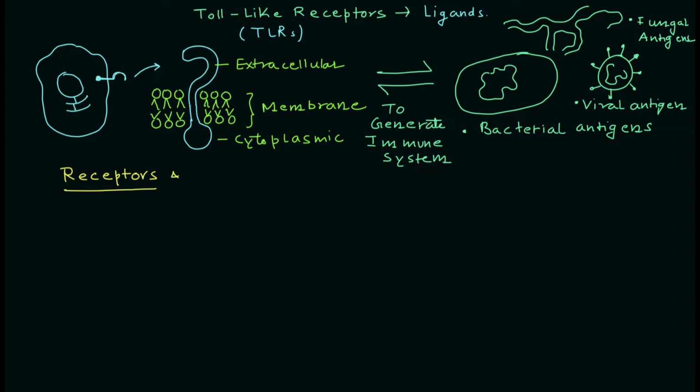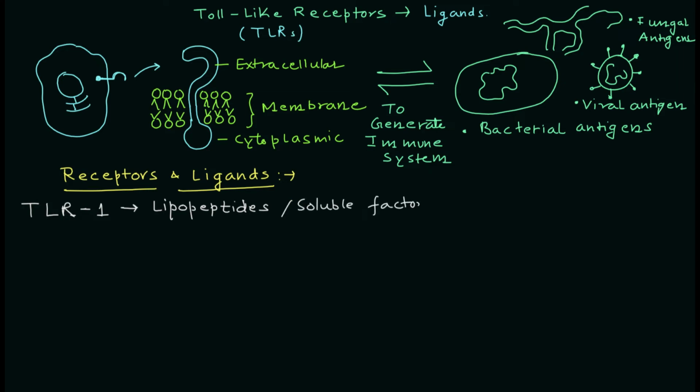Now, if we talk about receptors, we also need to talk about the ligands for those receptors. So one by one, I'm going to discuss each toll-like receptor and their ligand. It is one of the important questions that can be asked in any competitive exam, and this question is also important if you are doing research on the immune system.